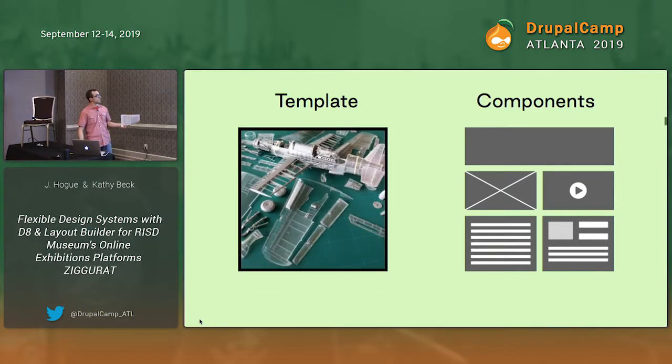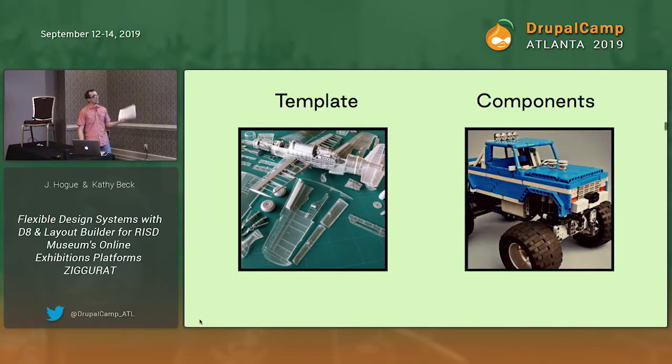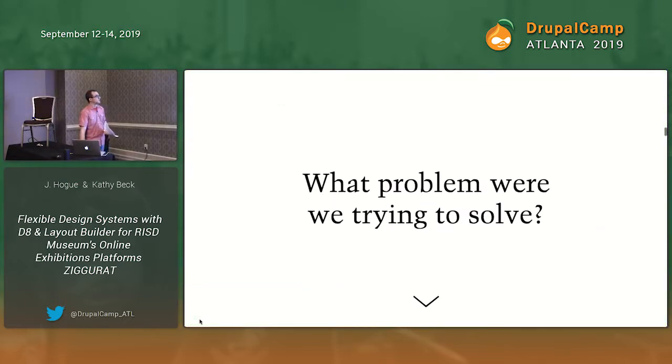So a similar metaphor would be, you've got a model airplane kit, that's your template. You can only build an airplane with that. You can't build something else with it. Or on the component side, you have Legos, which hopefully you can build anything with, whatever it is you need at that time. So that's what we're sort of talking about here. We're talking about component-driven design systems.